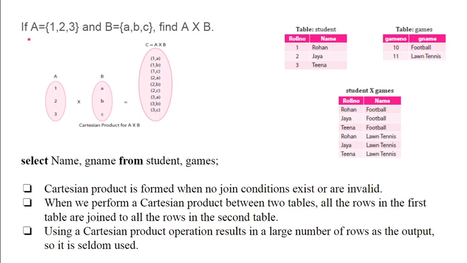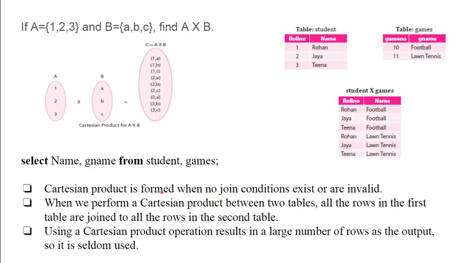So let us see, there are two sets A and B. Then the Cartesian product A cross B is equal to, you can see, two sets A and B. Then the Cartesian product is 1A, 1B, 1C, 2A, 2B, 2C, 3A, 3B, 3C. So this is the Cartesian product.